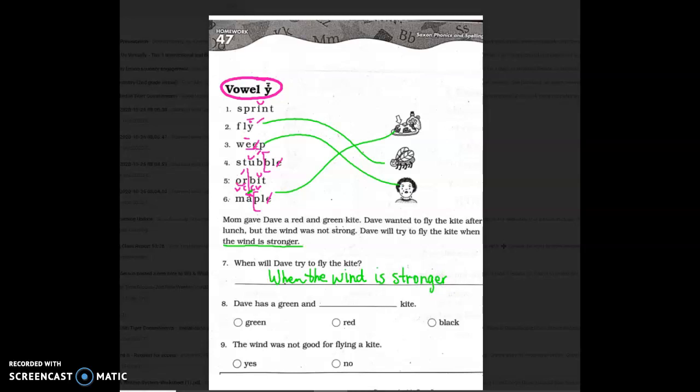All right, number 8. Dave has a green and blank kite. If you look in sentence number 1, it says a green and it would be red. They turn those words around. Last one. The wind was not good for flying the kite. Yes or no? The wind was not good. That is true. That is a true statement. Yes, correct statement.